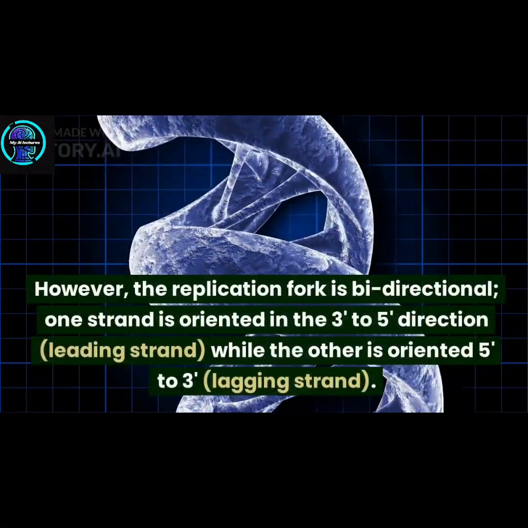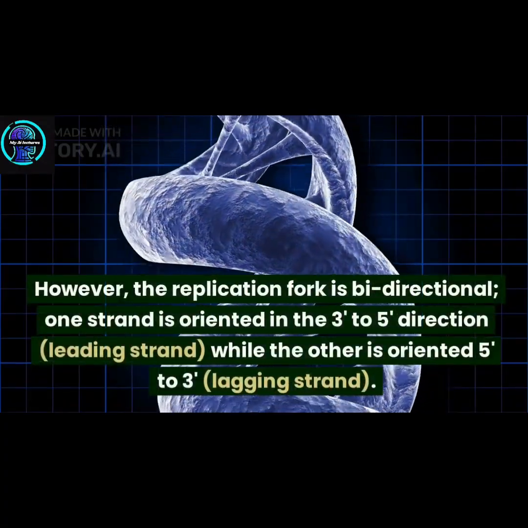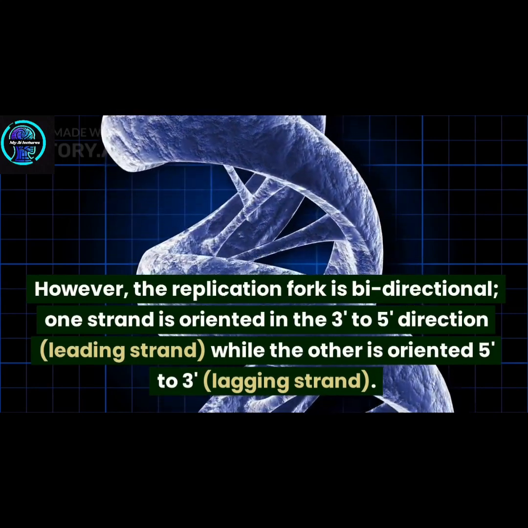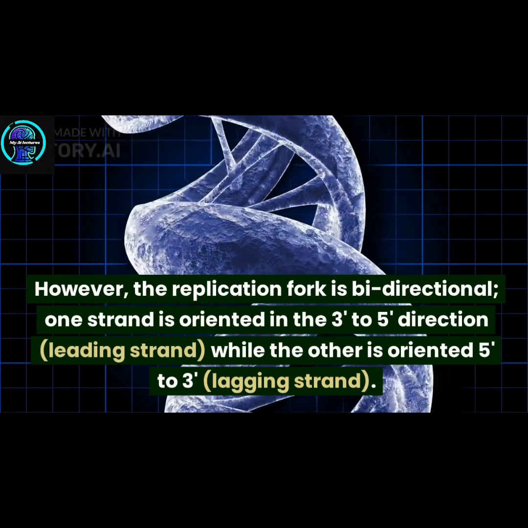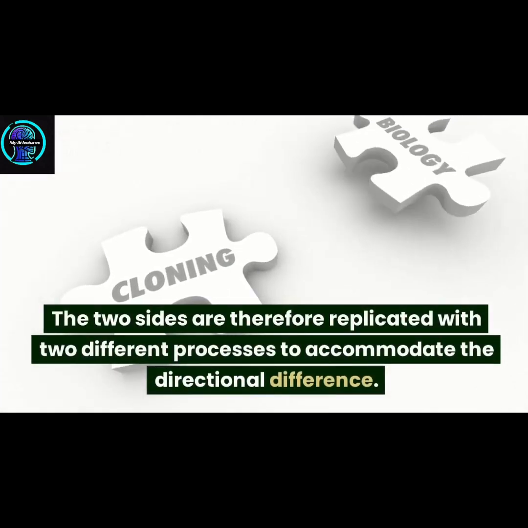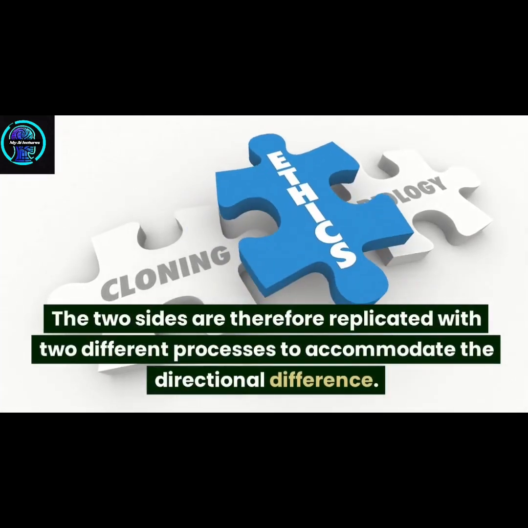However, the replication fork is bidirectional. One strand is oriented in the 3' to 5' direction, the leading strand, while the other is oriented 5' to 3', the lagging strand. The 2 sides are therefore replicated with 2 different processes to accommodate the directional difference.